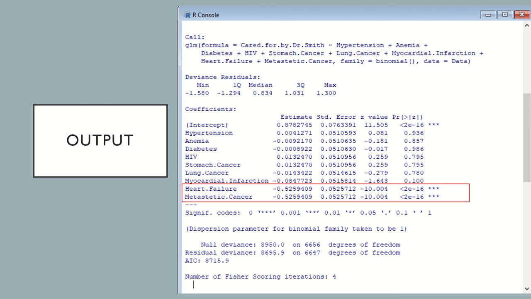The output of the logistic regression is shown above. Based on the results, we can see that there are certain patient characteristics that differ between Dr. Smith's patients and his peer group patients. Dr. Smith's patients are significantly less likely to have heart failure and metastatic cancer than his peer groups.